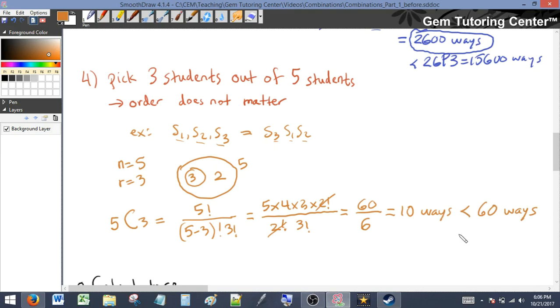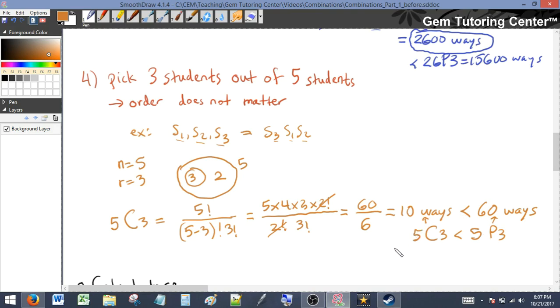Remember that this is less than the 60 ways which we found in a previous permutations video, okay? If you haven't watched the permutations videos, I would suggest watching those first, and then this comparison will make more sense. So 5 combination 3 is going to be less than 5 permutation 3. This is 5 permutation 3, this is 5 combination 3. So this is less than this. And it's less because order doesn't matter here, so S1, S2, S3 will equal S3, S1, S2, whereas in permutations, these are not the same. So there are more ways in permutations than in combinations.